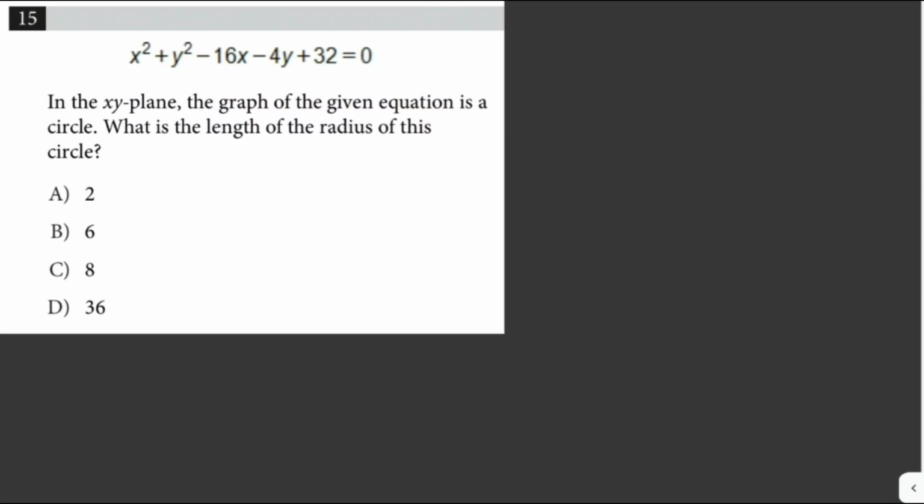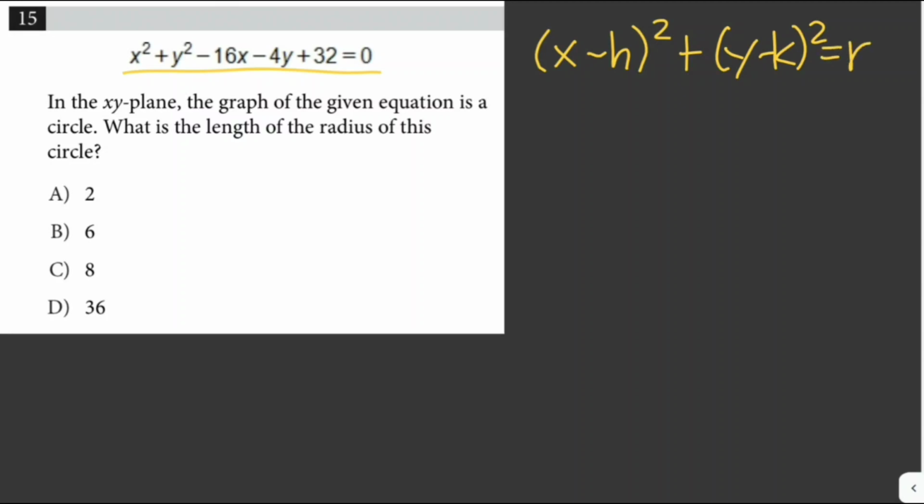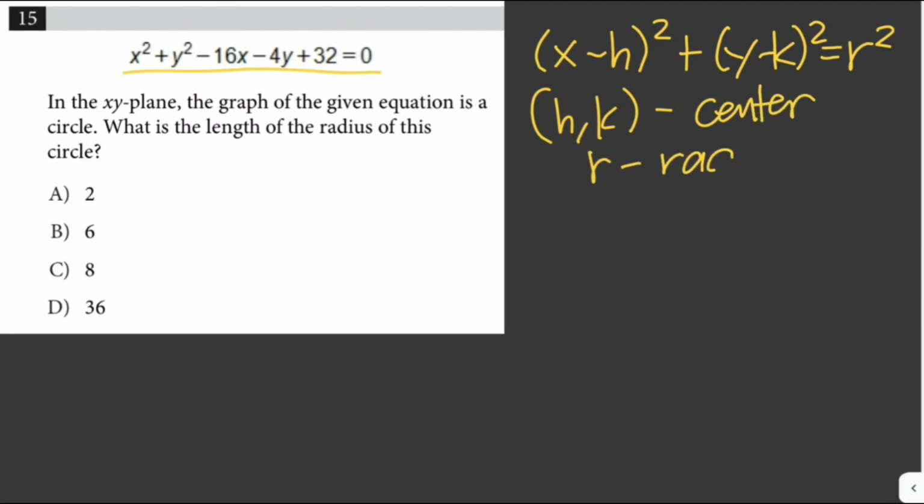In the xy plane, the graph of the given equation is a circle. What is the length of the radius of this circle? We're given the equation x squared plus y squared minus 16x minus 4y plus 32 equals 0. We need to write this in the general equation form of a circle, which is x minus h squared plus y minus k squared equals r squared, where (h, k) is the center and r is the radius.